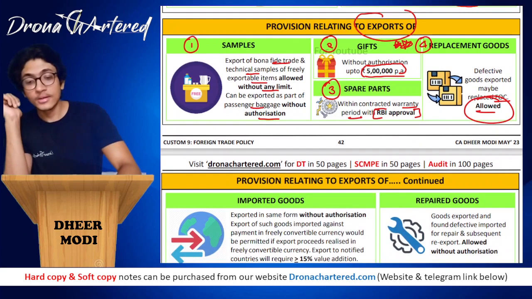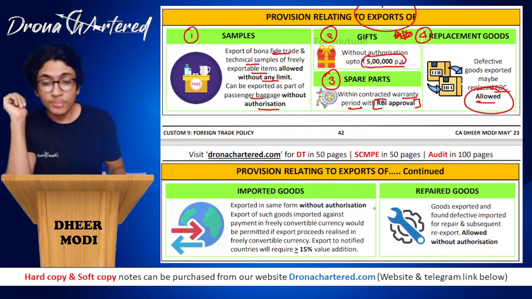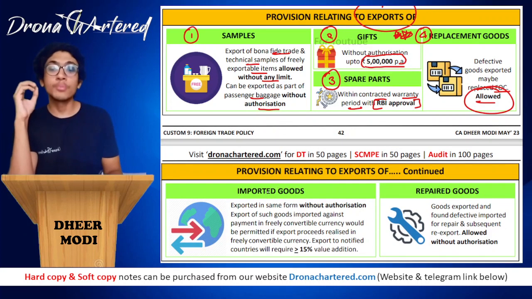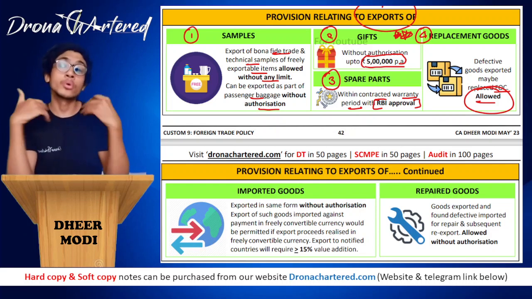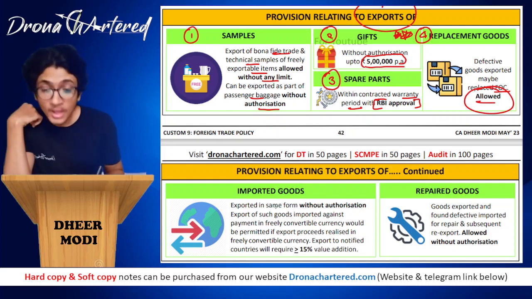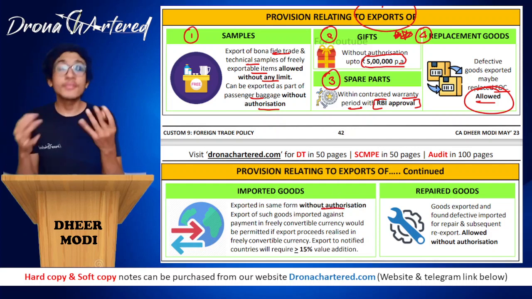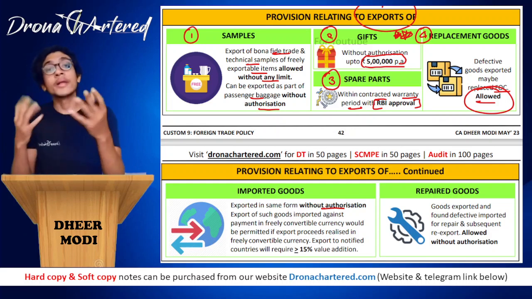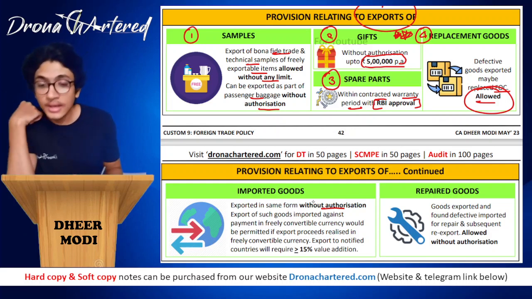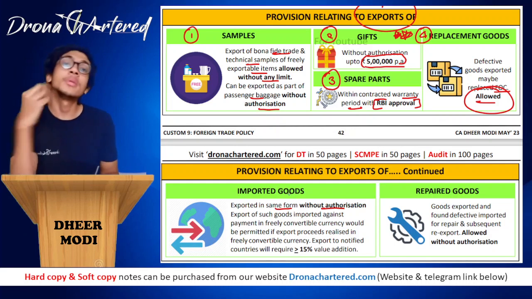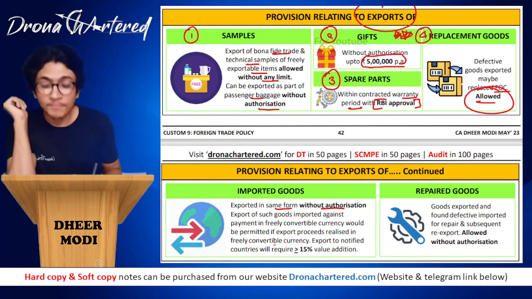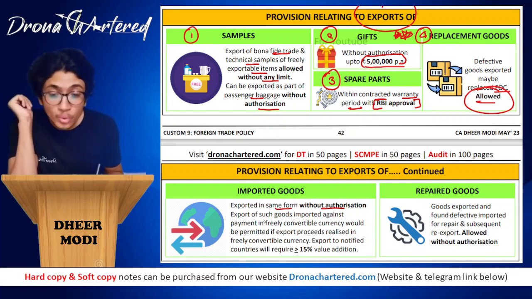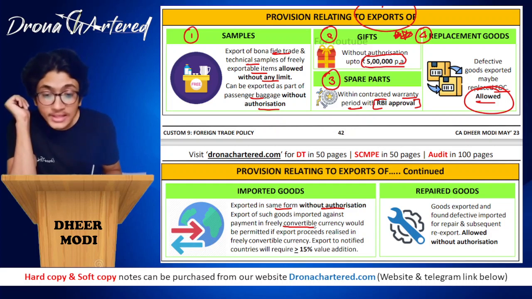Okay. Next, two items are your imported goods. So provisions relating to export of imported goods. That means you had imported goods and now you are exporting. So exported in the same form without authorization. That means if the goods that you had imported and now you are exporting as it is without any change, that is exactly in the same form, then it is allowed without authorization.